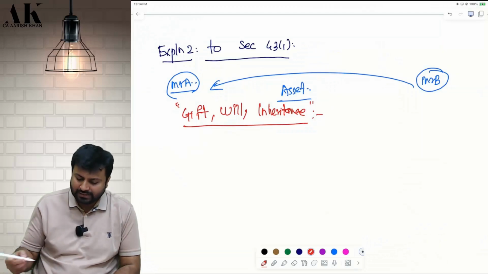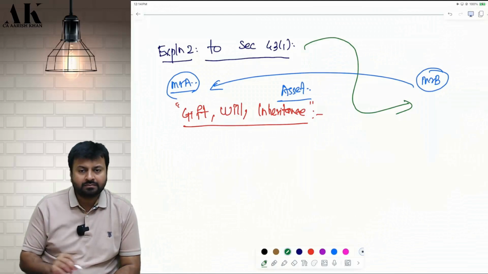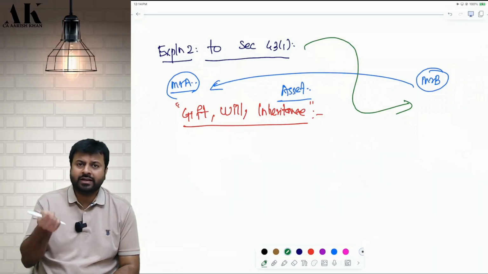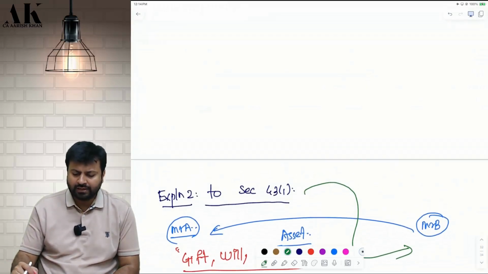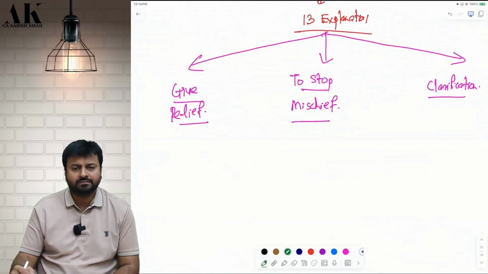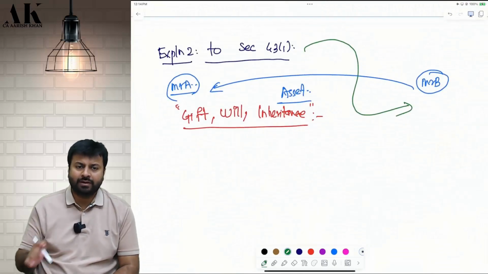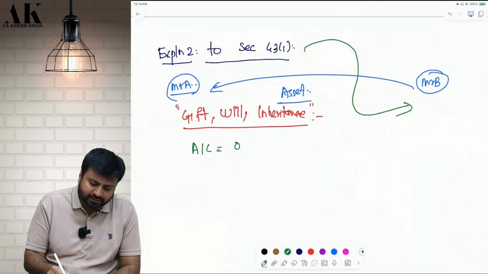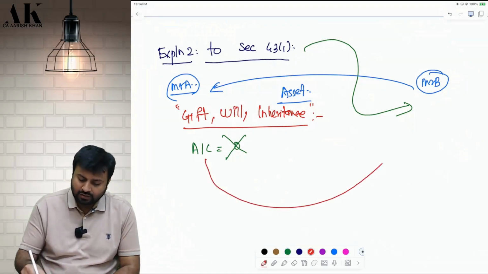But the government says that no, we will give you benefit, don't worry. Explanation 2 to section 43(1) is brought with an intention to give you benefit. All these explanations are brought with an intention of these 3 things. So the first explanation, explanation 2, is brought with an intention of giving benefit. So what is actual cost in this case, sir, for me? Is it 0? No, it is not 0. It is actual cost to the previous owner.